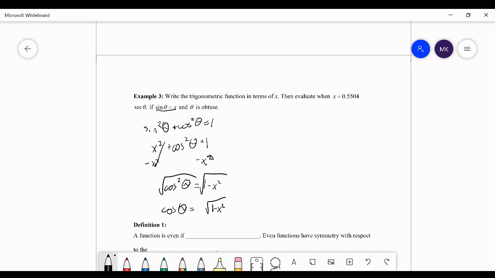Now, is that the plus or minus version? This is where this fact is useful. Since theta is obtuse, right? So obtuse means it's an angle greater than 90, less than 180. So if we think about the unit circle, standard position angle, that means it's somewhere over here, okay? And what I know is that all of these angles have a negative cosine value. So that means this is negative.